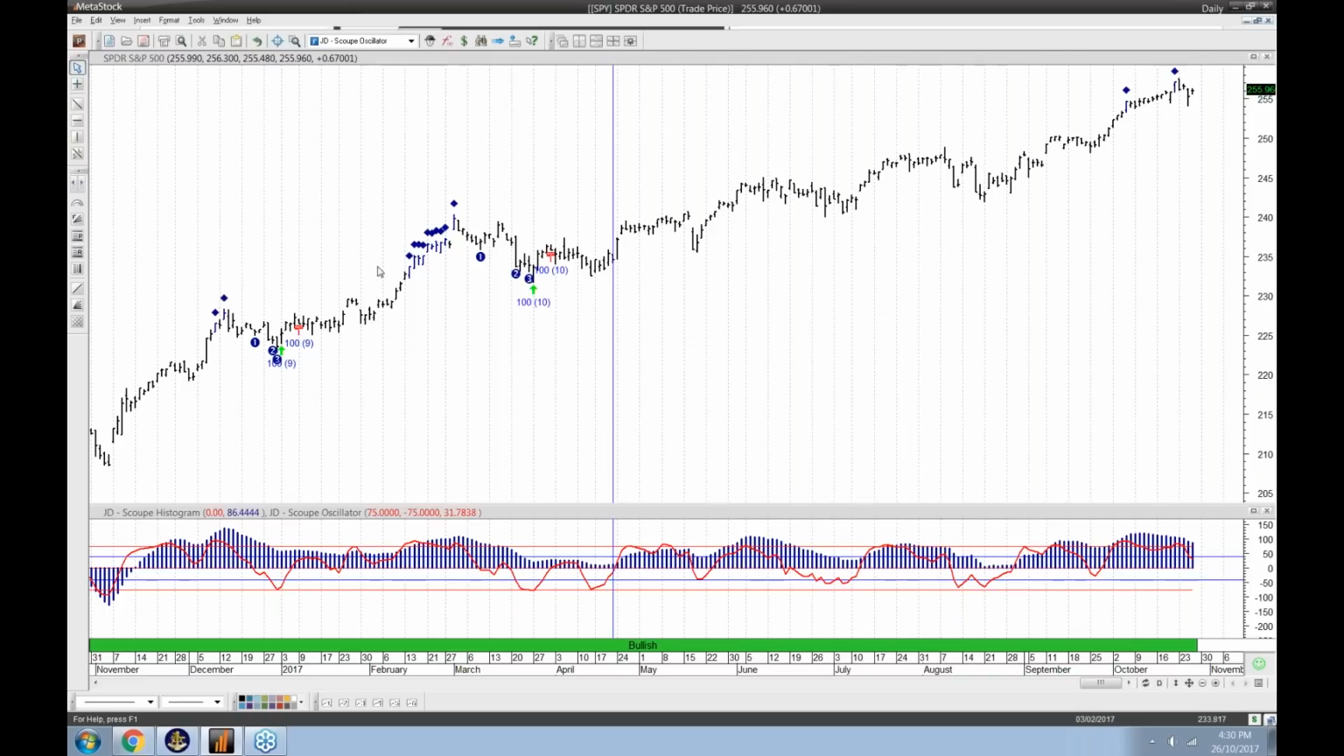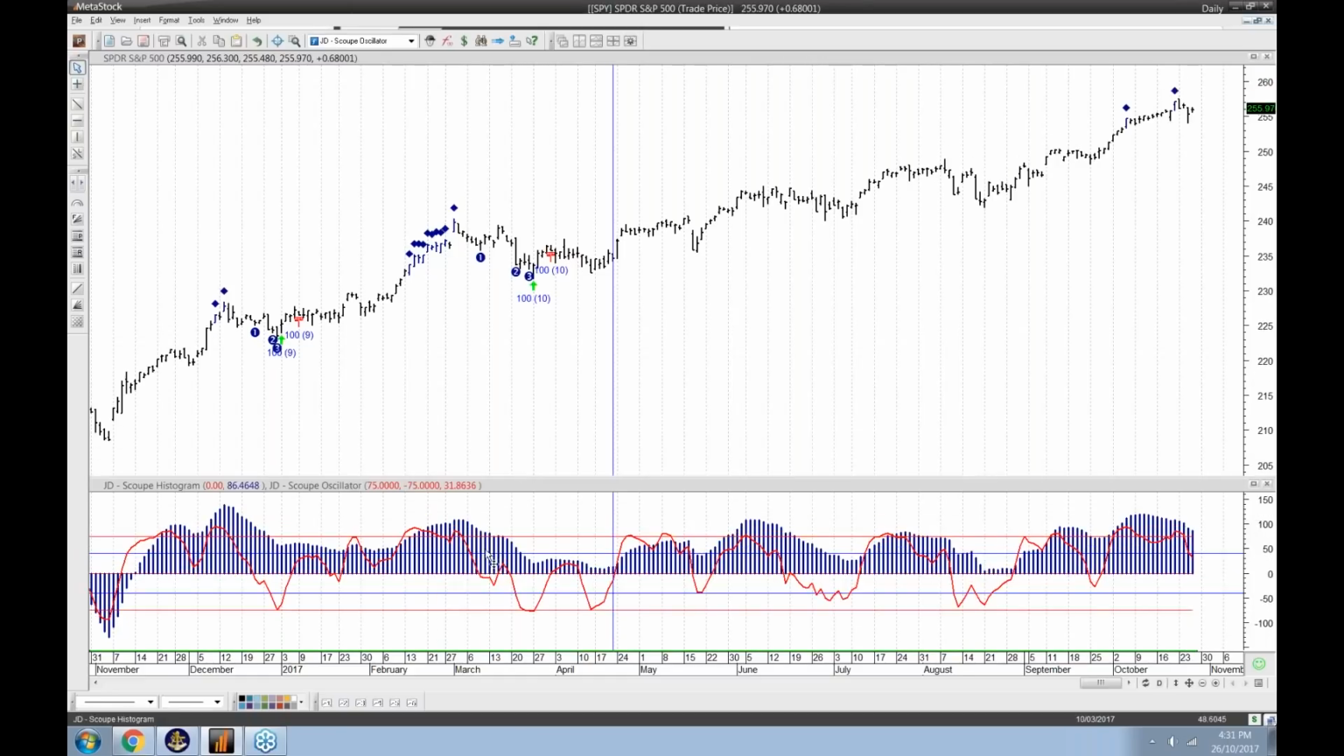Okay, so once we have our diamonds, then what we're looking for is a pullback. Now, that takes us to our Scoop Oscillator. The Scoop is down below here, and you can find it back in your indicator. You can pull it and drag it down here. I've already done so. The histogram is the blue lined histogram here. What we are looking for in a buy signal is for it to be above the zero line. You can see it's above, it's above, it's above, and you can color code it. So if it was below, you could color code it red and above blue, or whatever you'd like.